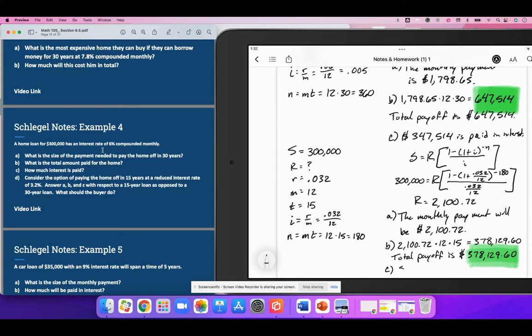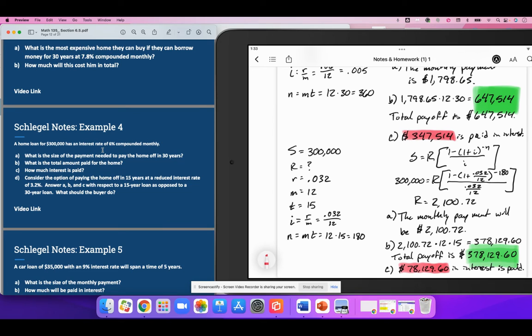In this option, they pay $78,129.60 in interest. So we go from up here in the other one, paying $347,000 of interest. Here we only pay $78,000 in interest. And so again, this option would save these people about $260,000, $270,000, something like that, some ridiculous amount, and they would have their house paid off 15 years faster.